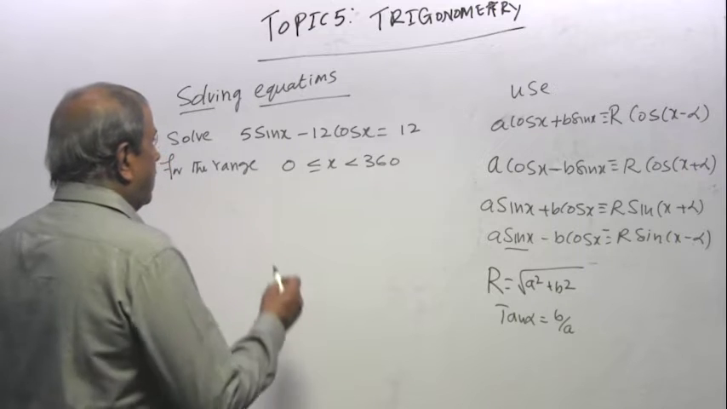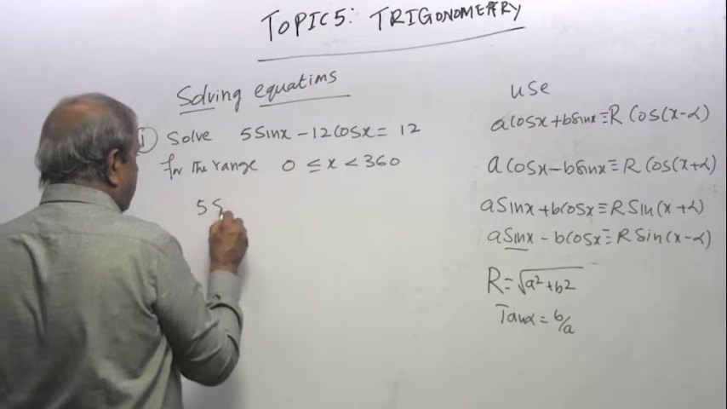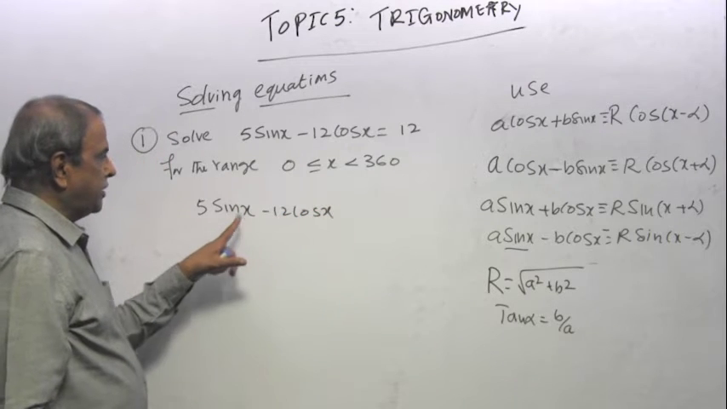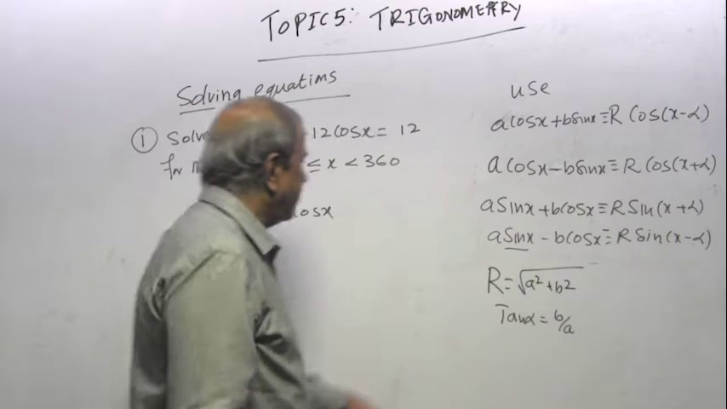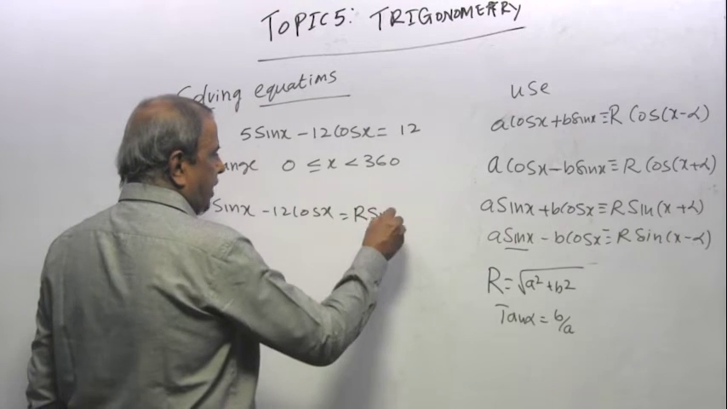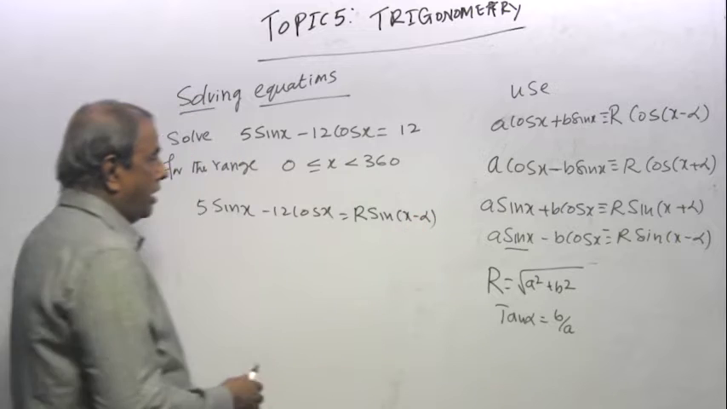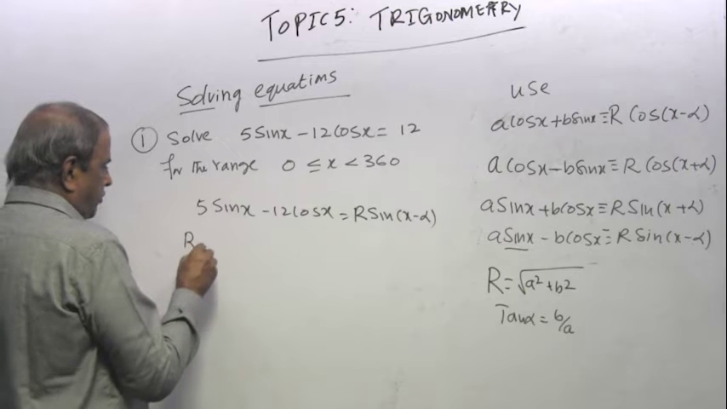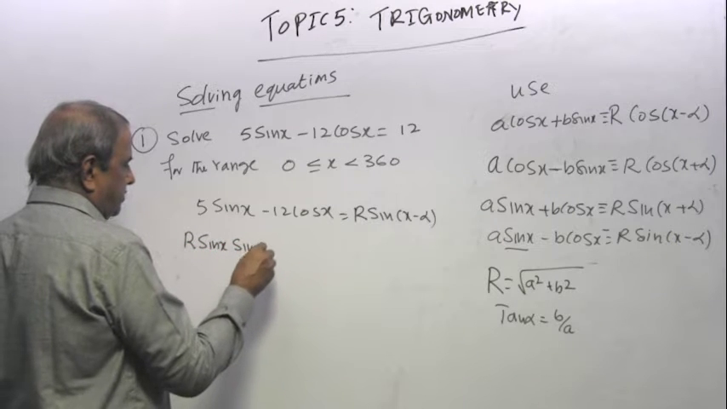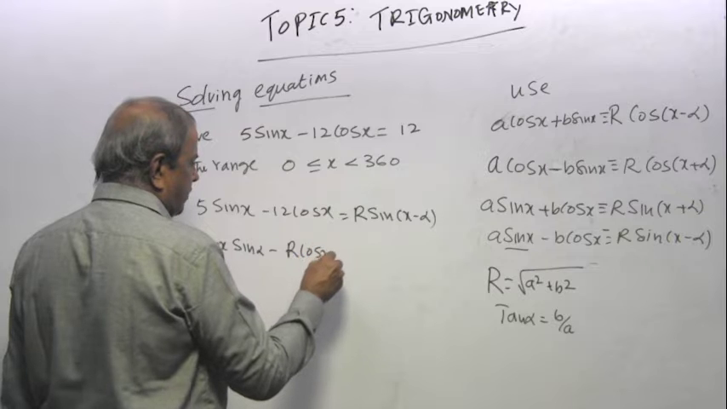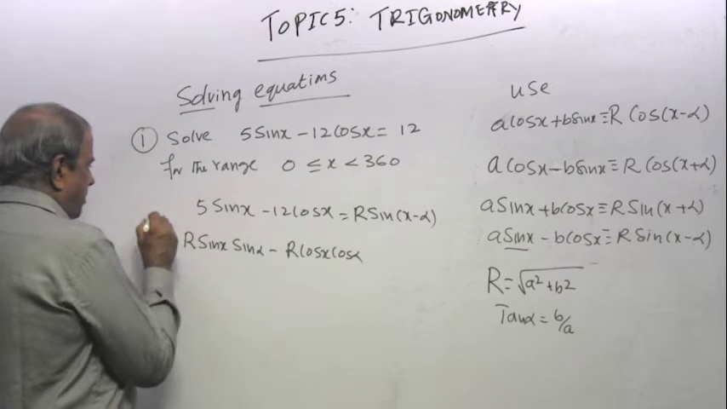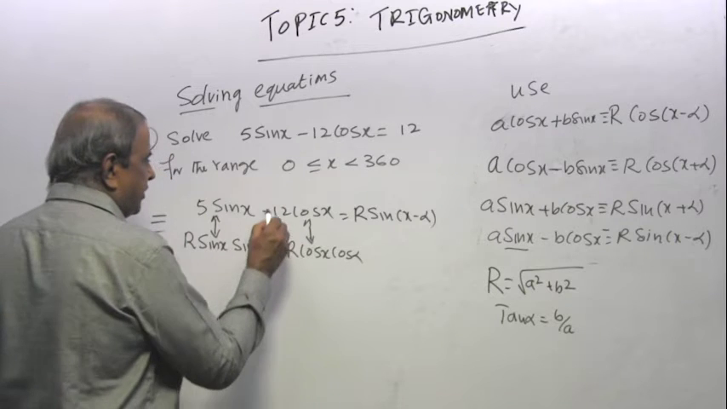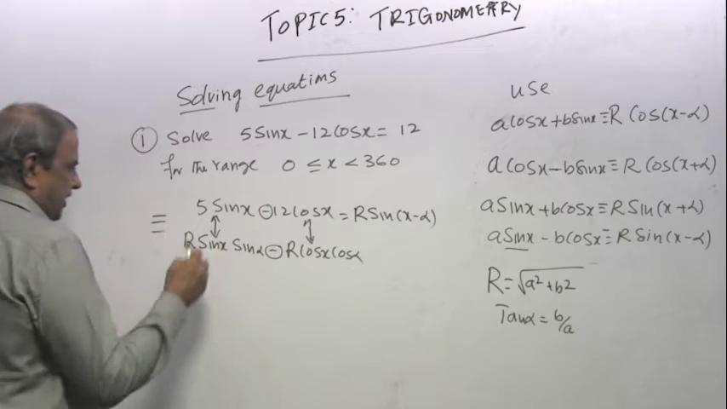So therefore, first I'll write this as 5 sin x minus 12 cos x equal to r sin(x minus alpha). My job is to find what is r, what is alpha. So let's expand this. I'll write below here. r sin x cos alpha minus r cos x sin alpha. So these two must be the same. Remember, the minus signs match.